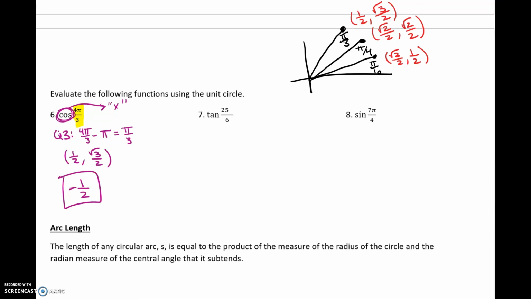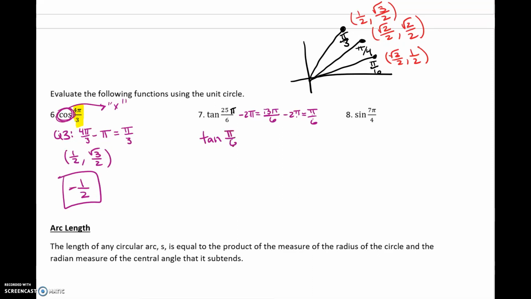So let's go through that process again. So this should be 25 pi over 6. So we have to figure out what quadrant 25 pi over 6 is in. Well, in this case, I'm going to have to find a coterminal angle. So I'm going to subtract 2 pi, again get a common denominator, I get 13 pi over 6. Well, that's still too big. So I subtract another 2 pi, I get pi over 6. So essentially the problem becomes tangent of pi over 6.